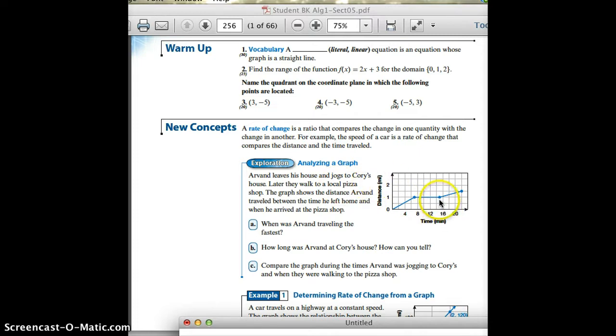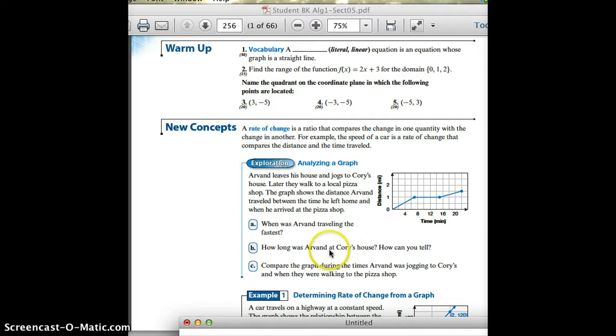Then from minute 15, he went a half of a mile. He goes from 1 to 1.5, and it takes him, well, actually more than 22. So he went from about 15 to 22, 7 minutes in, a half of a mile. Okay, so when was he traveling the fastest? He was traveling the fastest here, because here it took him 7 minutes, but he went a mile.